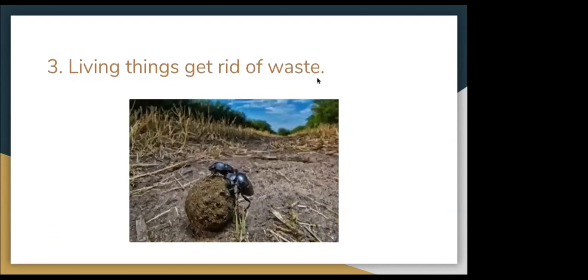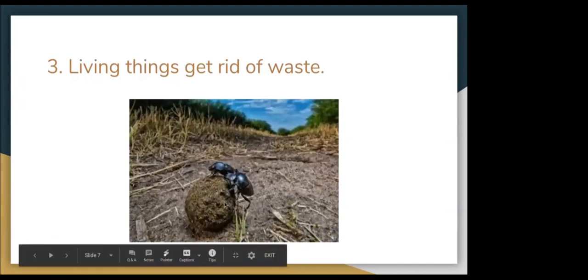Number 3, all living things get rid of waste. All plants get rid of waste, which is great because they get rid of oxygen, which helps us to breathe, which is wonderful. And all animals and humans get rid of waste through pooping.